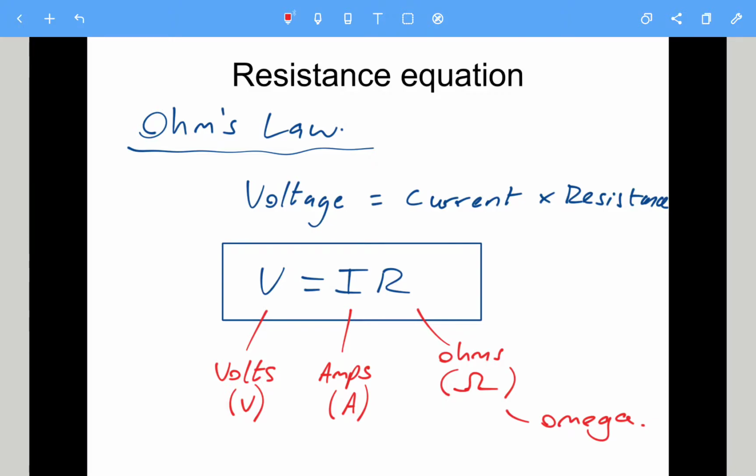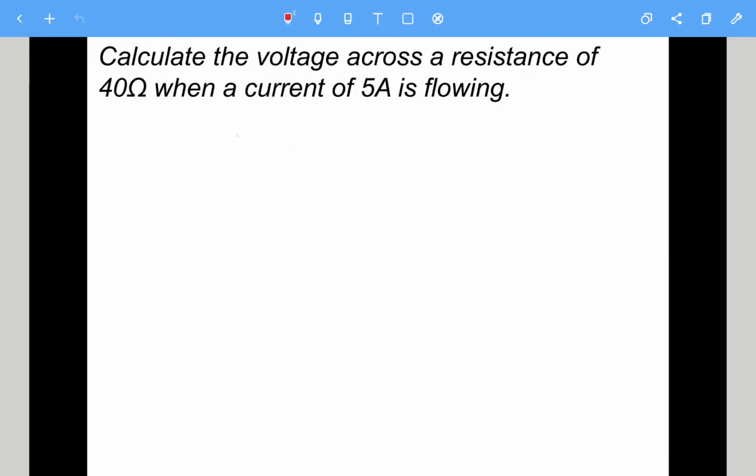Let's do some practice questions. Alright, let's do this one. If you want to pause, I'll take you through the answer now. Calculate the voltage across a resistance of 40 ohms when a current of 5 amps is flowing. This one's really straightforward. We just write Ohm's Law, V equals I times R. Then voltage is equal to the current, 5 amps, multiplied by a resistance of 40 ohms. And 5 times 40 is 200 volts.